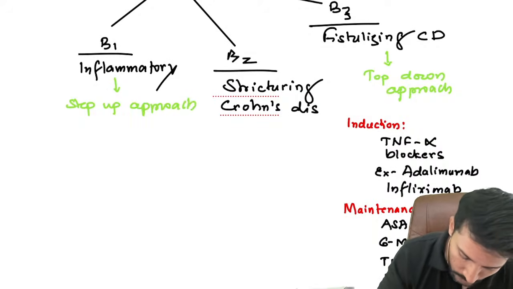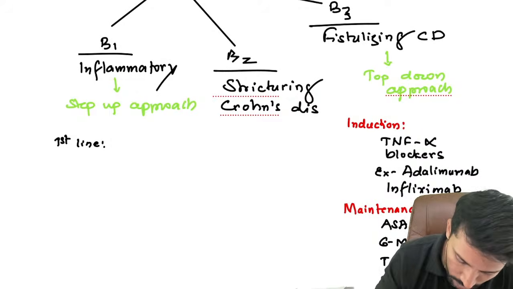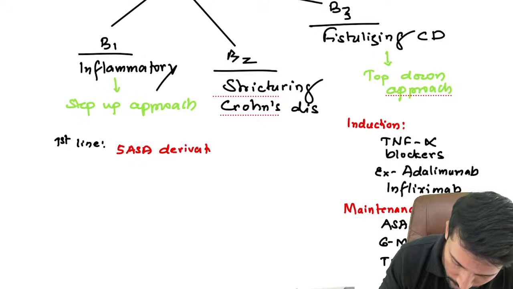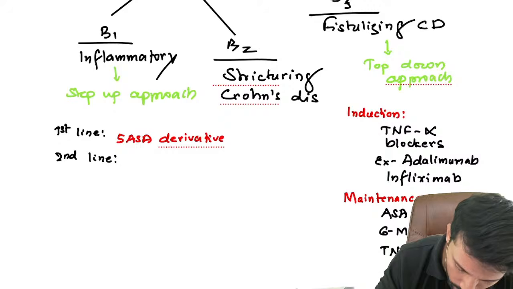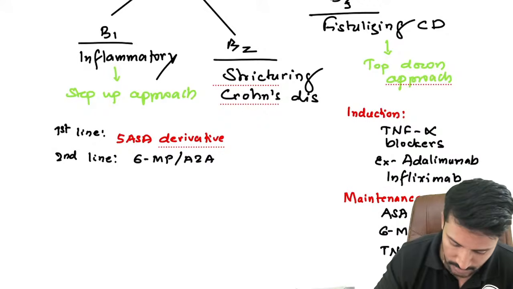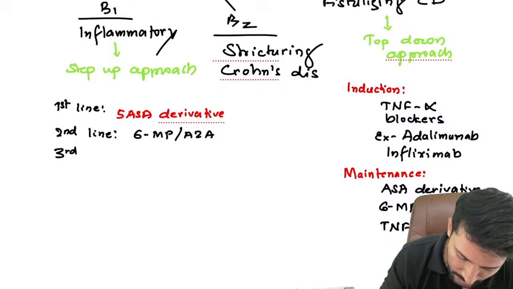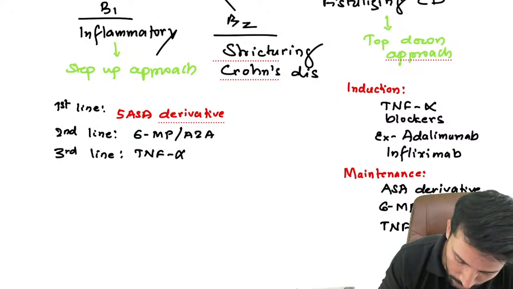So what we do here, the first line that I can follow here is usually going to be 5 ASA derivatives. That doesn't help. As second line, I can think of 6-mercaptopurine or azathioprine or other immunosuppressants. And as third line, if they are not helping, then only I can think of TNF alpha blockers.